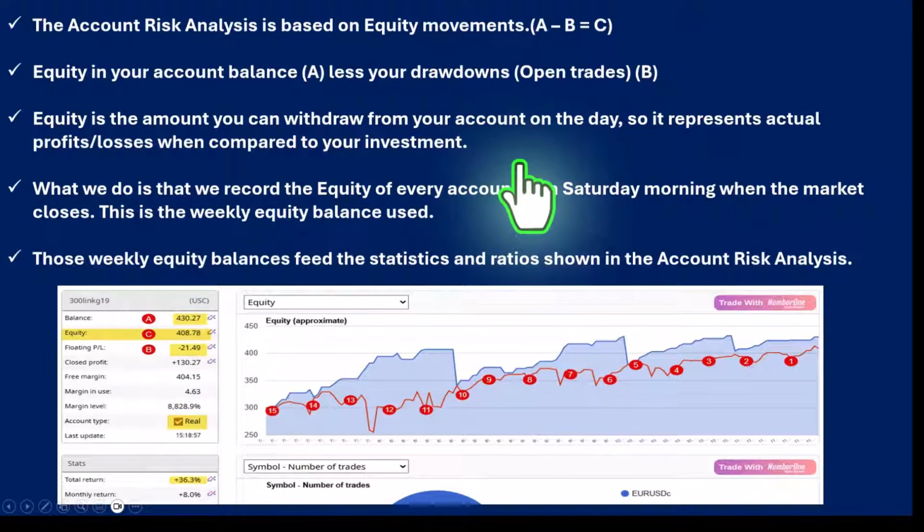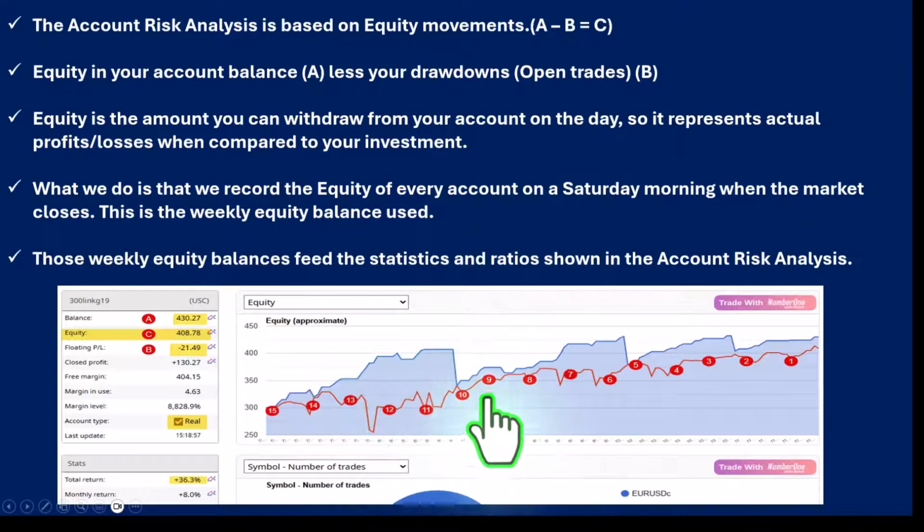Now, why do we use equity? Equity is the amount you can withdraw from your account on any day. So it represents the actual profit and losses that you've made compared to the investment that you've made. Very, very important. So what we do is we record the equity balance of every account on a Saturday morning when the market is closed. And that is the balance that we use to do a lot of the analysis work. Those weekly equity balances are fed into the statistics and ratios shown on the account risk analysis.